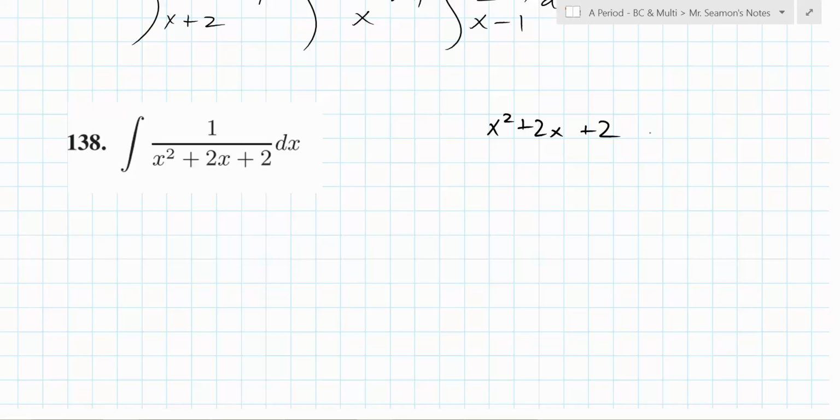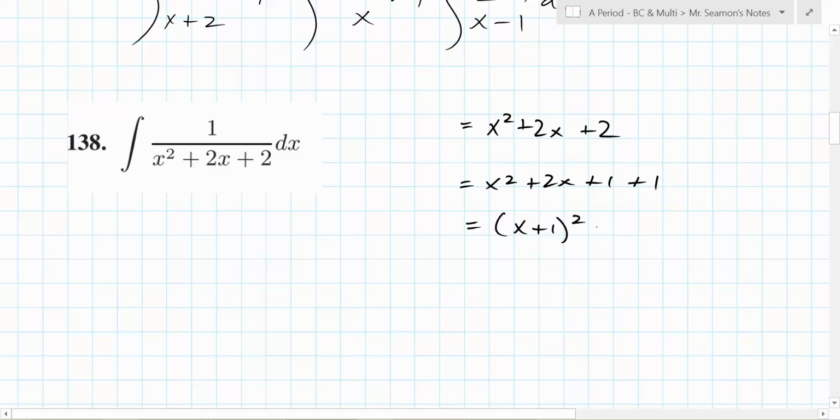Algebra 2 honors. Okay. So completing the square, you add something to turn it into a perfect square. In this case, you're not really adding something because it's already kind of bigger than a perfect square. So you can rewrite this as x squared plus 2x plus 1 plus 1, right? What is x squared plus 2x plus 1? Can you factor that? Yeah, that's x plus 1 squared, plus 1.